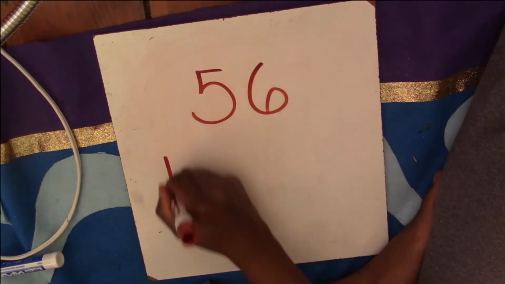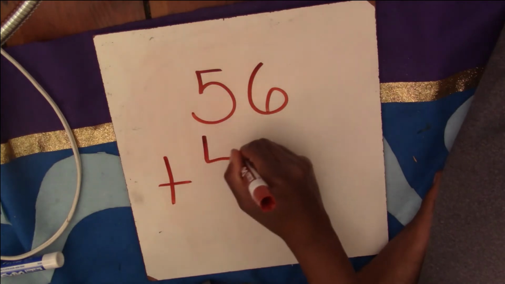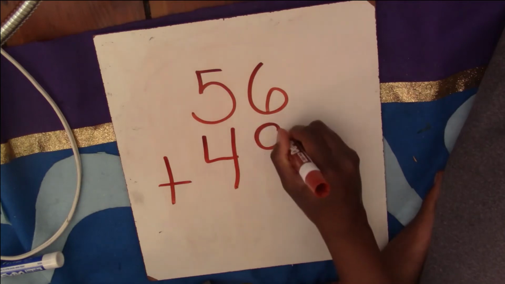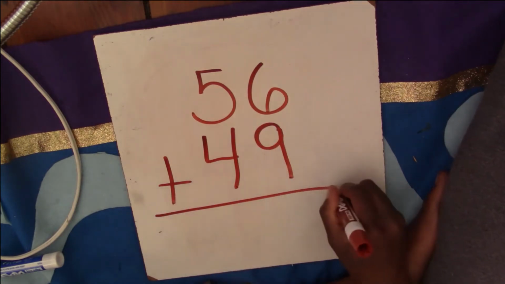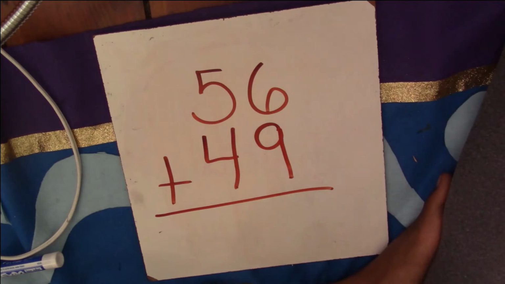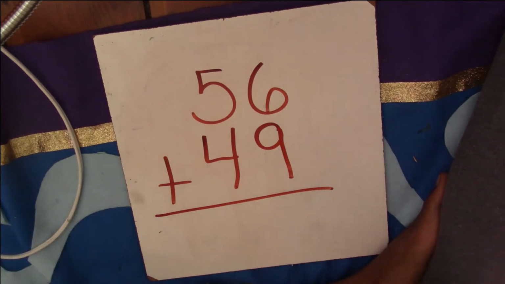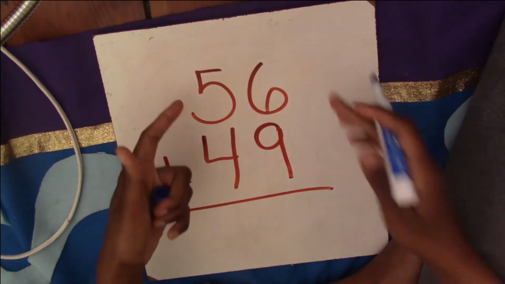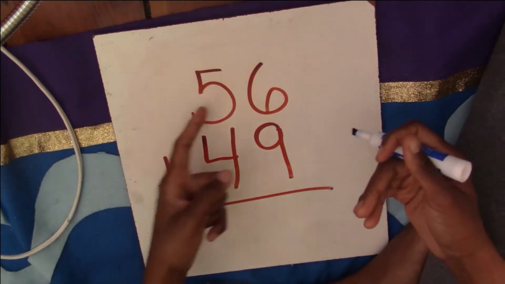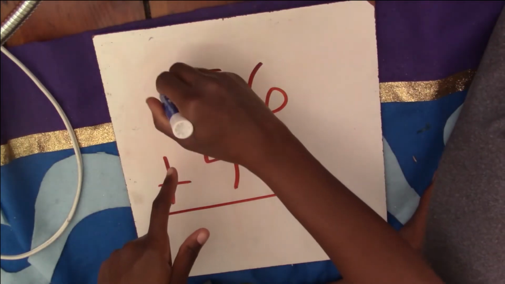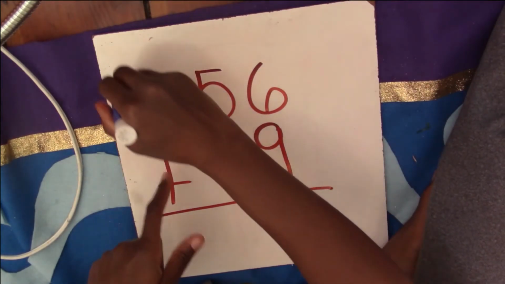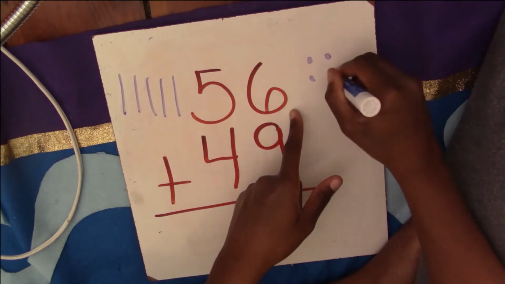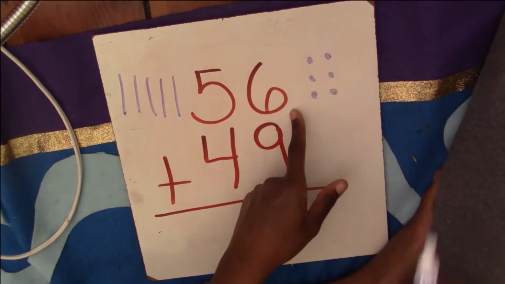56 plus 49. Okay, I'm going to draw my tens and my ones. Since I'm adding, I'm going to draw both groups because I'm going to count them all together. I'm not taking away. So I'm going to draw my tens: 10, 20, 30, 40, 50. My ones: 1, 2, 3, 4, 5, 6.